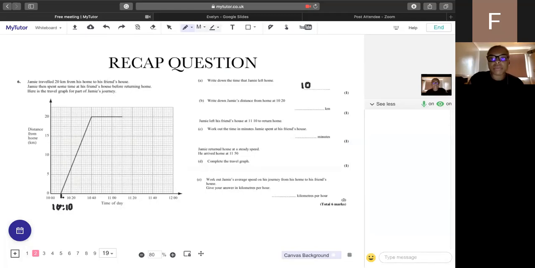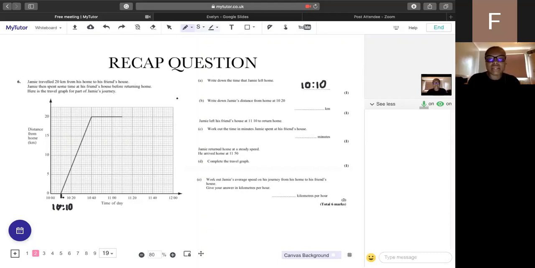Now always remember to read your scales properly. When you are doing distance time graphs, sometimes it's put in hours, or it actually gives you the time, let's say 10 o'clock, 11 o'clock, like how it's done it here. It's not always like this. So always make sure that you read the axes properly.